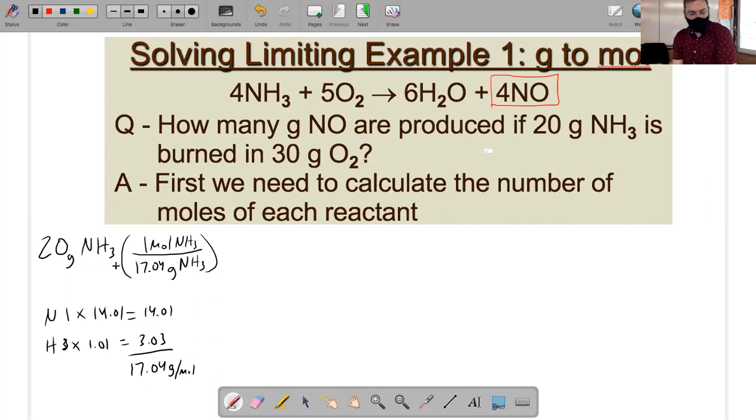So 20 grams of ammonia divided by 17.04 grams per mole gets you the number of moles of ammonia. 20 divided by 17.04 is 1.17 mole of ammonia.